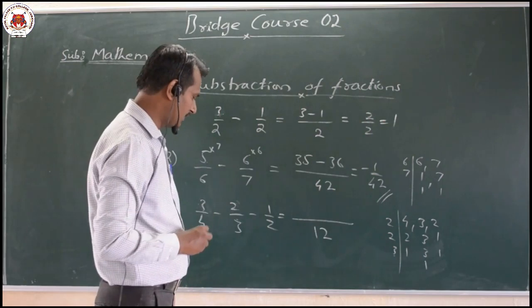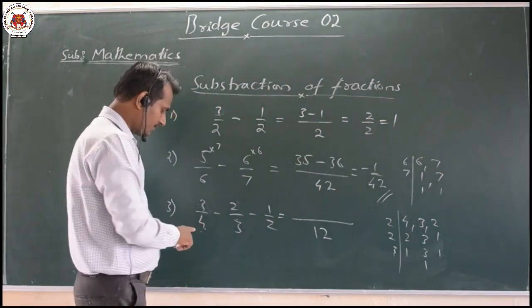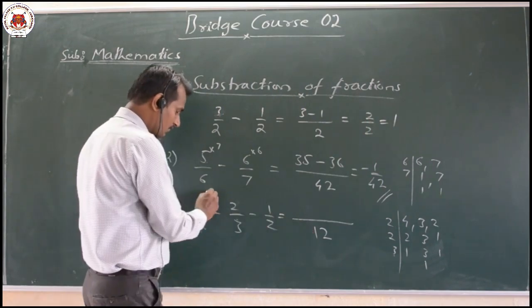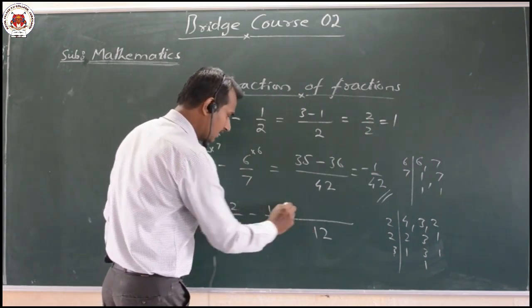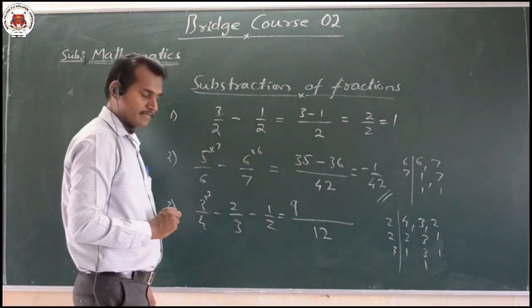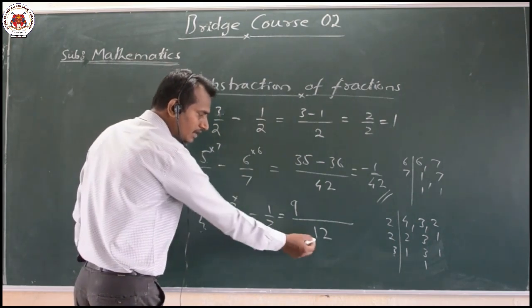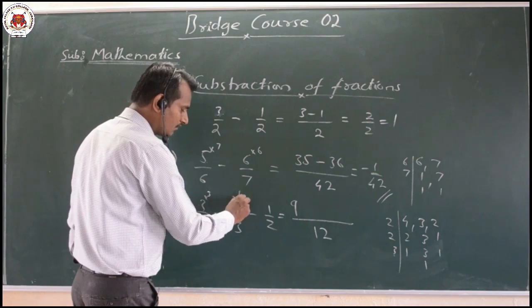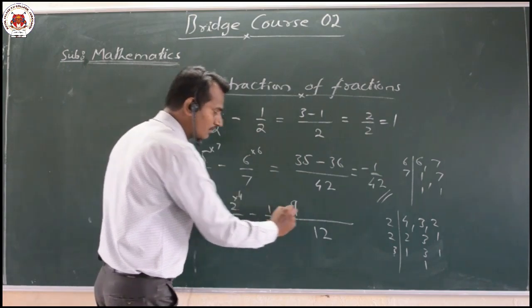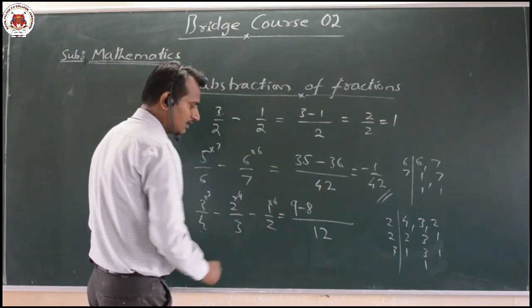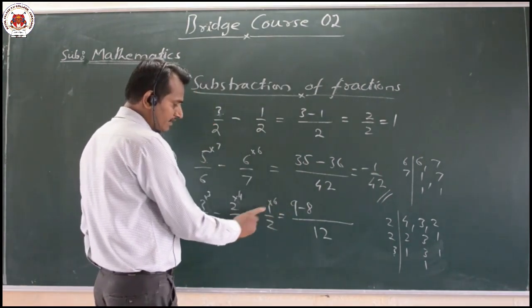The LCM is 12. Then afterwards what we have to do? 4 into what equal to 12 here? 4 into 3. That is 3 3s are 9 here. Okay, next one. 3 into what equal to 12? 3 into 4 equal to 12. 4 2s are what we get here? 8. And then at last 2 into what is equal to 12? That is nothing but the value will be 6 here.